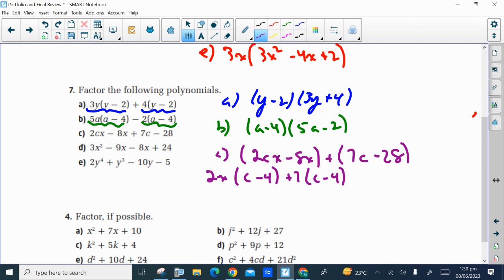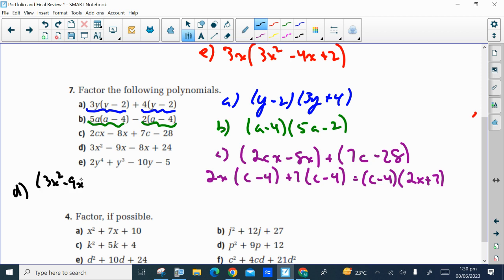Now it becomes just like questions A and B. There are two terms. Both terms have a c minus 4. That's your common factor. You're left with 2x plus 7. There's the answer to question C. For question D, same thing.